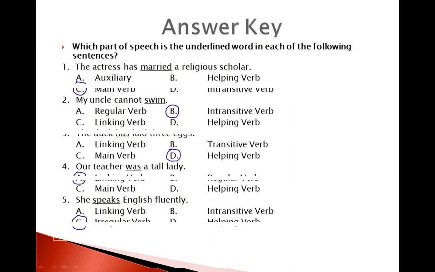And here is the answer key. I hope all your answers are correct.